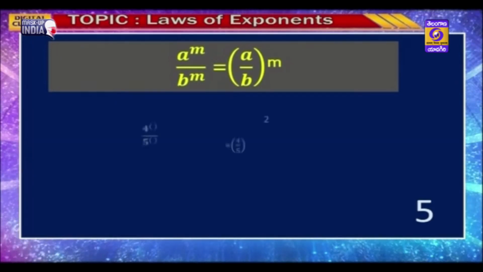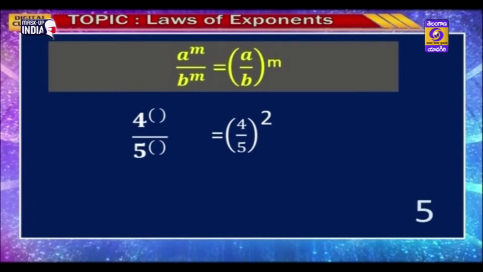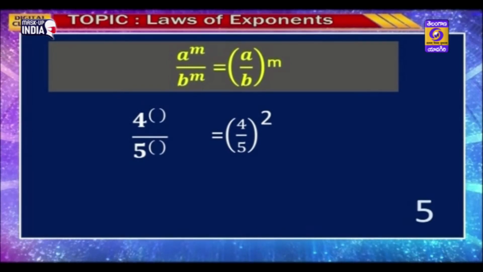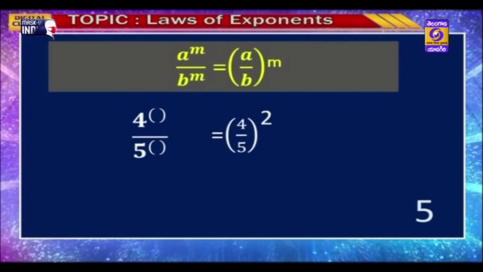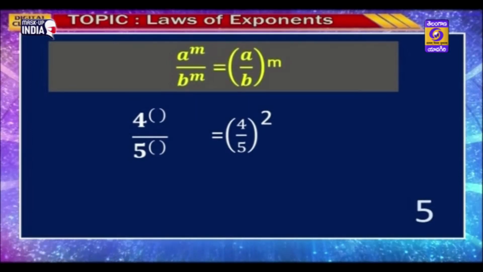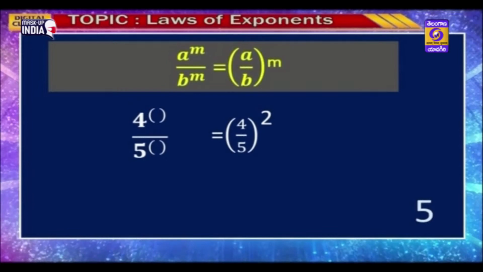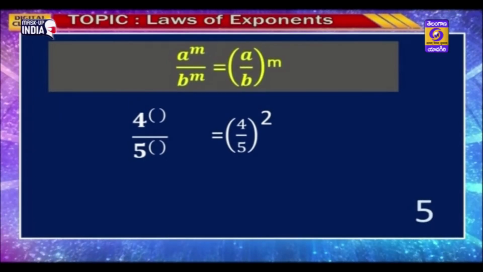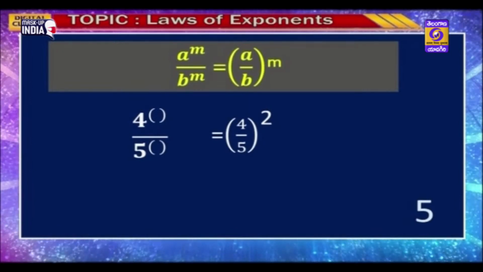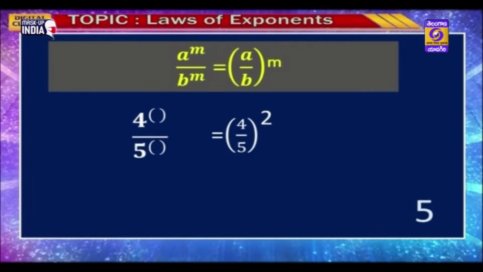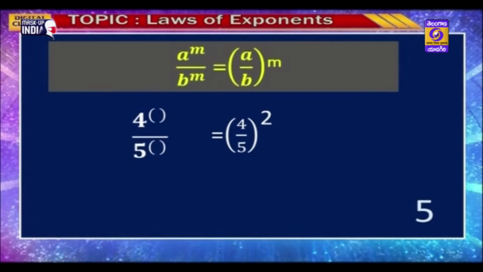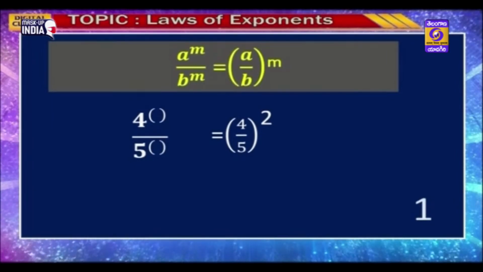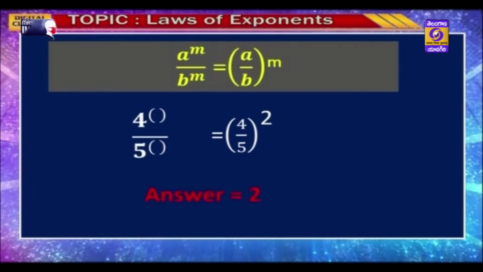Let us solve one problem here. 4 to the power of bracket is there by 5 to the power of bracket is there. Right side, RHS, you see carefully, 4 by 5 whole to the power of 2 is there. So what should be there in the bracket now? Which number should be there in the bracket? Come on, quick. Think students. I'll give 5 seconds time. Over? The answer is 2.